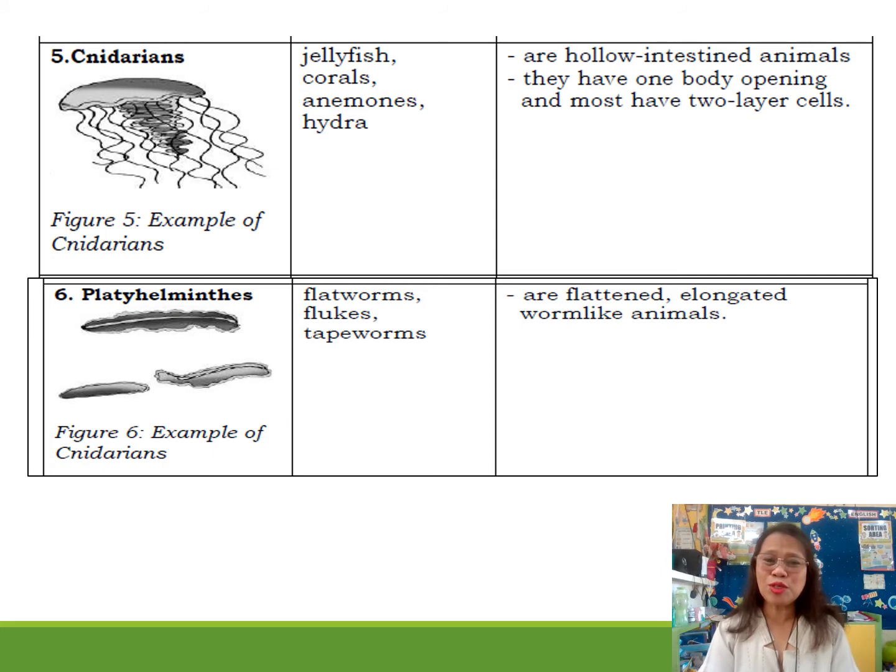And the sixth group is the group of platyhelminthes. These are the flat-bodied animals, flattened, elongated, worm-like animals. Actually, they are not worms. They are only worm-like, but their bodies are flat. Examples are flatworms, the flukes, and the tapeworms.